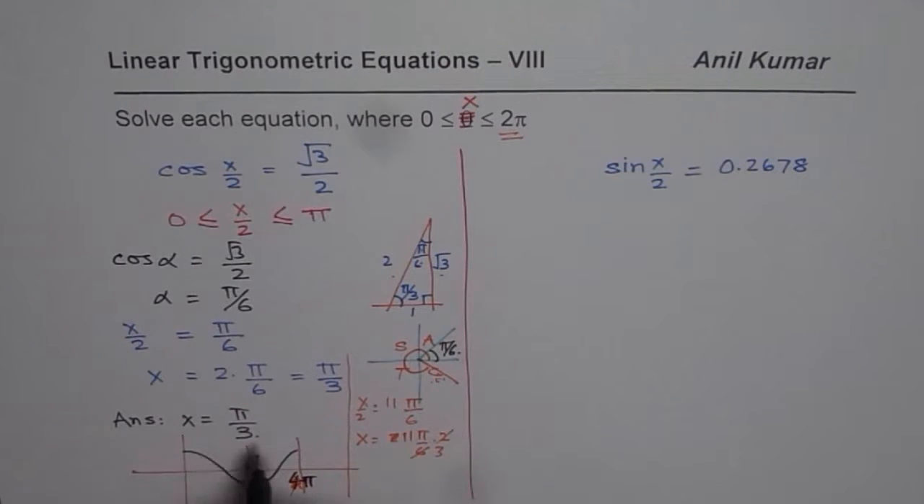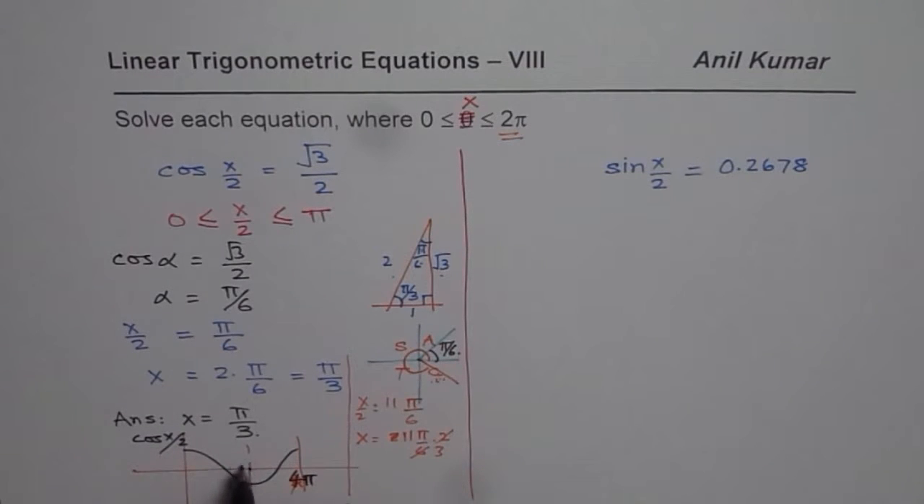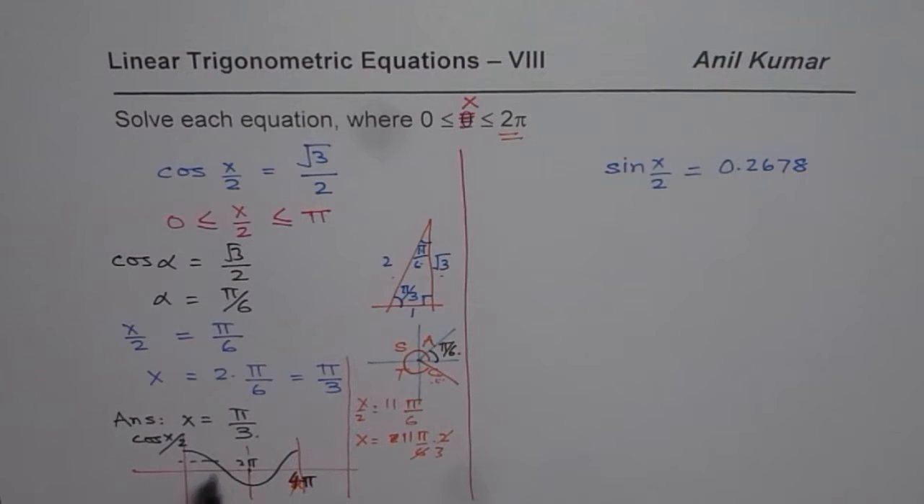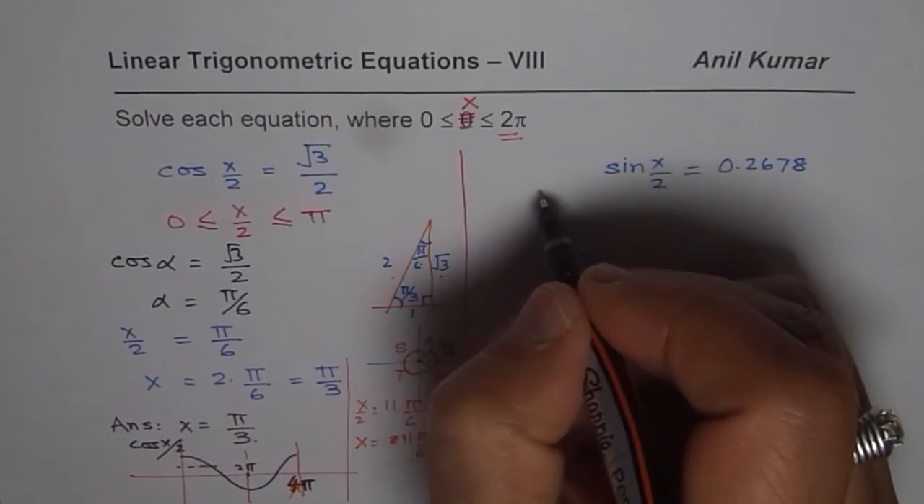This is the graph for cos of x by 2, right? Now here, this is 2 pi. So you can see the only positive solution is in the first quadrant. You get the idea. So that is how you should be doing it. Now let's begin to solve the next question. You know the fundamentals now, so you can also write down the answer.